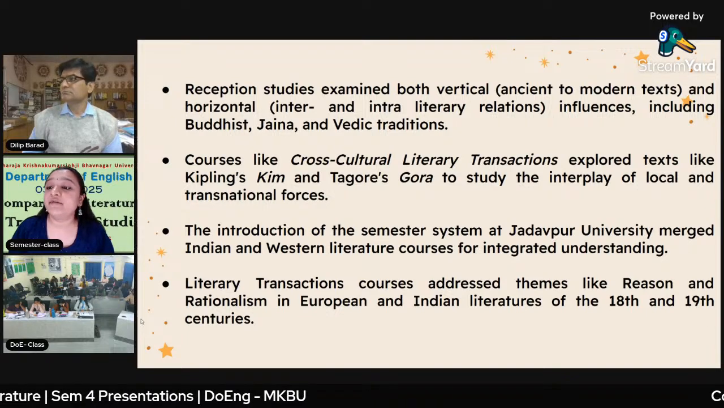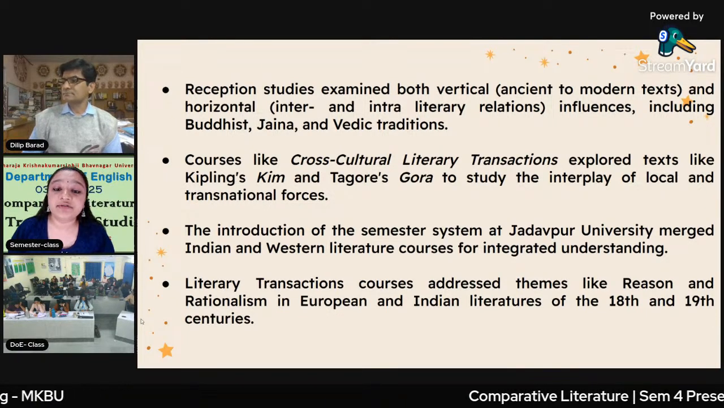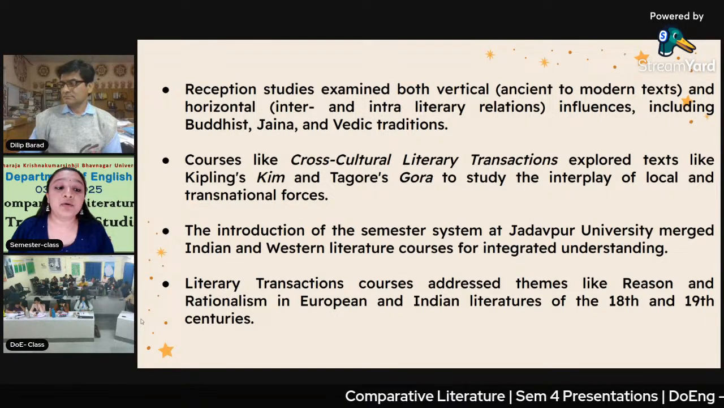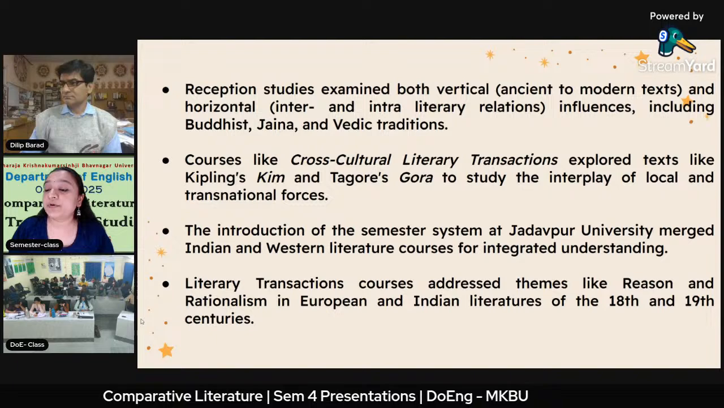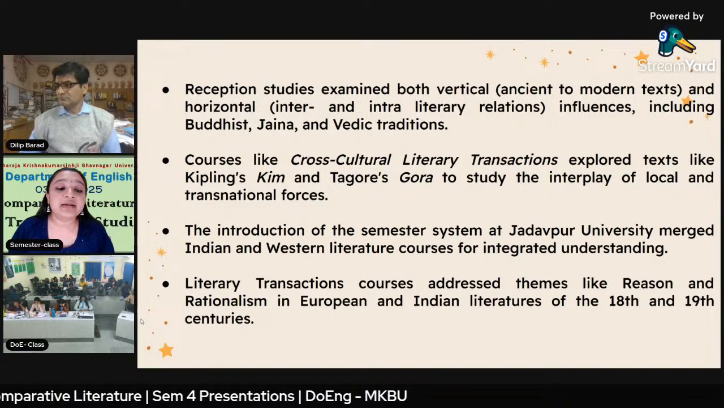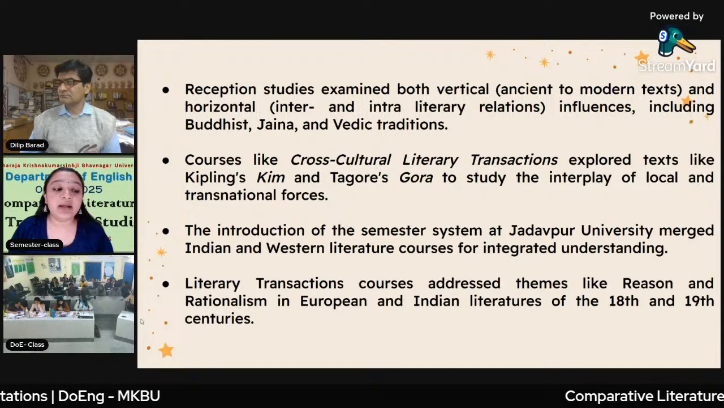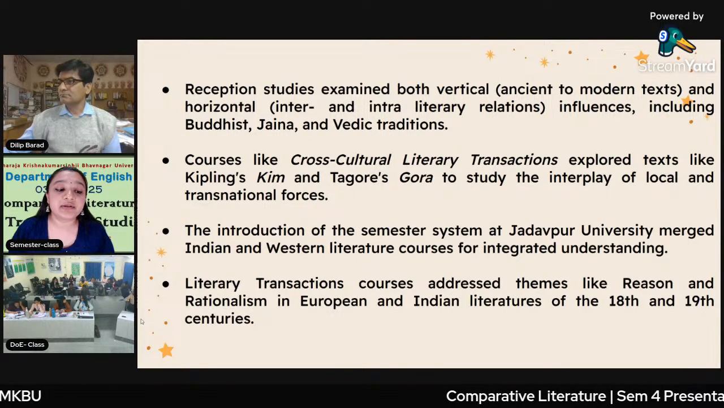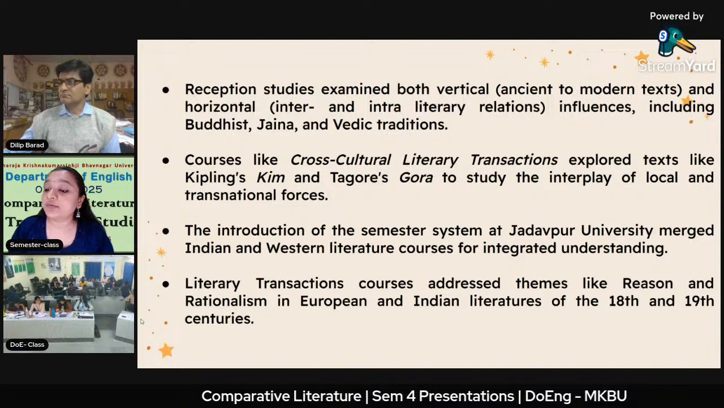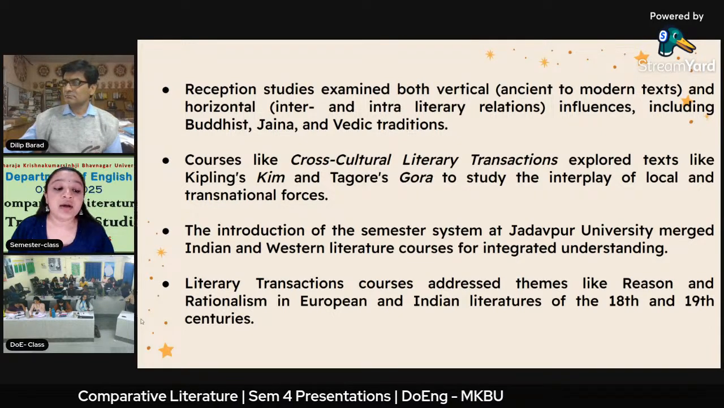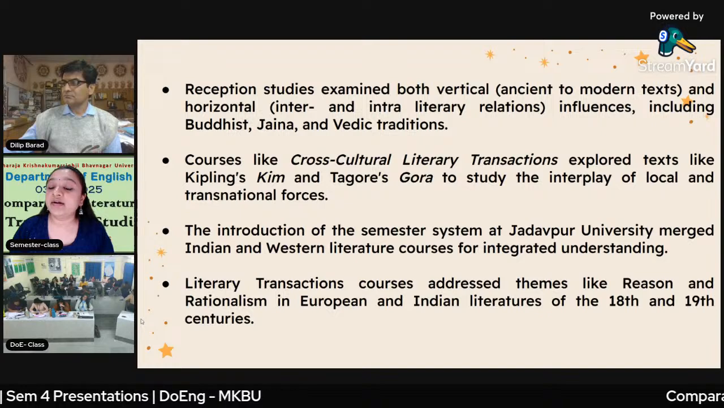Reception studies examined both vertical, ancient to modern texts, and horizontal, inter- and intra-literary relations and influence, including the Buddhist, Jaina, and Vedic traditions. Courses like Cross-Cultural Literary Transactions explore texts like Kipling's Kim and Tagore's Gora to study the interplay of local and translation forces. The introduction of the semester system at Jadavpur University merged Indian and Western literature courses for integrated understanding.